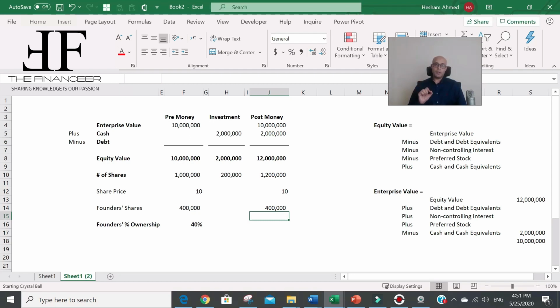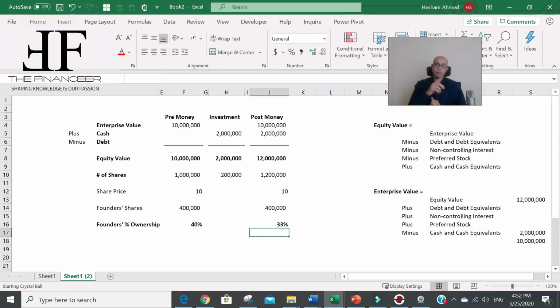But the big question here is, how about the founder's ownership percentage after the new round of the investment? Do you think that it will be changing? The answer is yes, it will be changing. Why? Because you asked a new investor to enter the business, and you give him additional shares. So your ownership percentage will start to decline. So how much is your percentage of ownership after this round? Simply, you divide the 400,000 shares that you have by the total shares outstanding after the investment, which is 1,200,000. So it will be 33% after the investment.